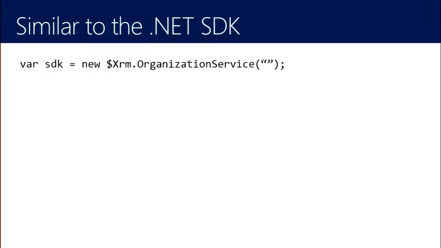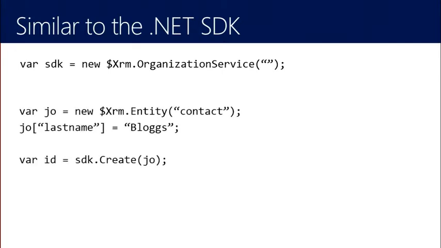With the new JavaScript SDK, to get an instance of the organization service, you just use $xrm.organization service. And then to create a record, you do $xrm.entity, specify the schema name, and then set the properties just like how you would in C# or VB.NET, and then call the create method. So as you can see, the only difference here is that you have to prefix the classes with $xrm because that's a namespace. Apart from that, you can actually copy-paste C# code onto TypeScript and it'll just work. So the syntax looks very, very similar.